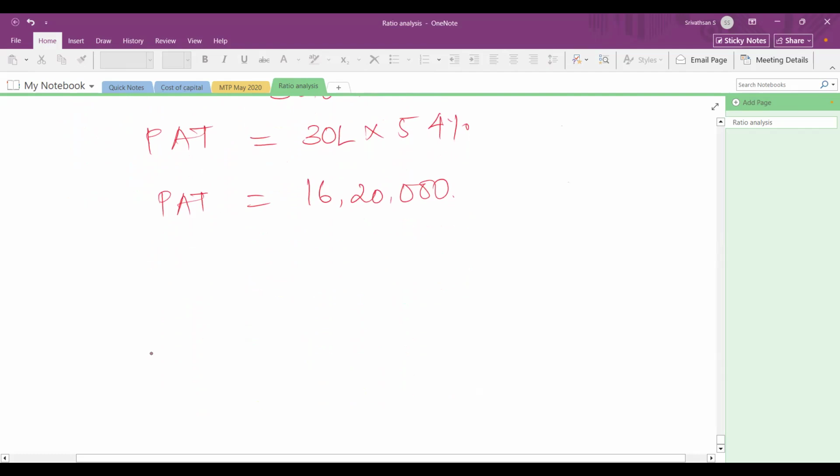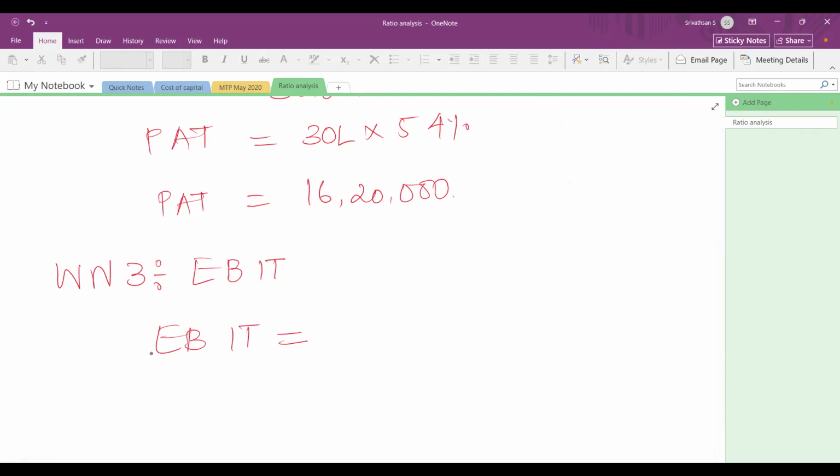Now we have to do the reverse calculation for calculating EBIT. Working note number 3. Can you calculate EBIT and tell me the numbers? You want me to do it or you want to try? Calculate and tell me the EBIT, how much it is? I'm not sure. If you tell me the number, I can recall and tell whether it is correct or not. Correct. 27 lakh 22,500. Correct. Got it. Did everyone get this number? Got it? Quickly.